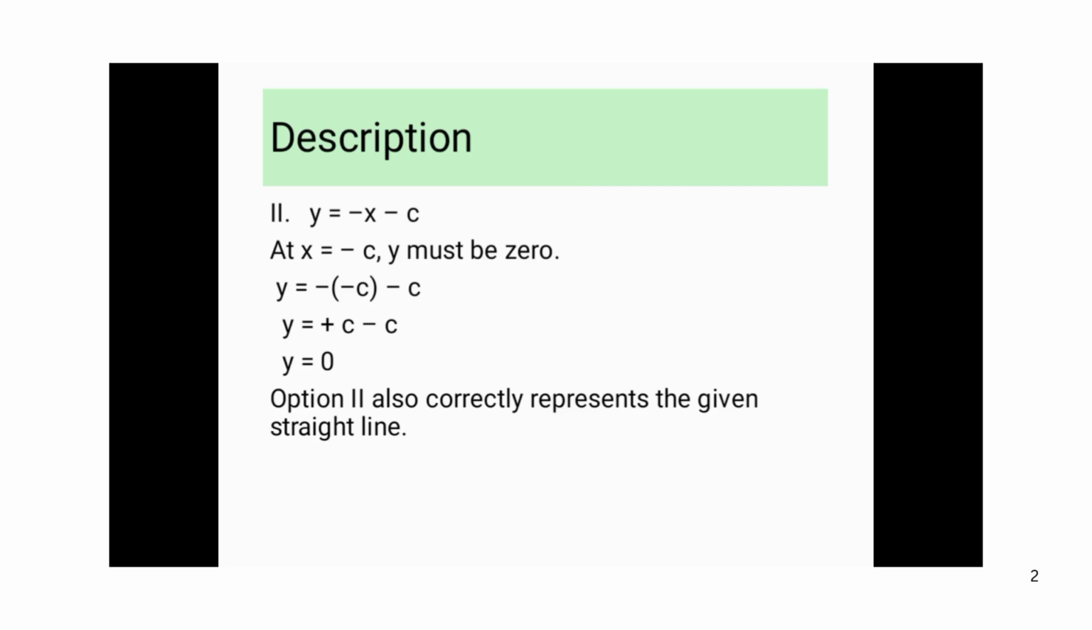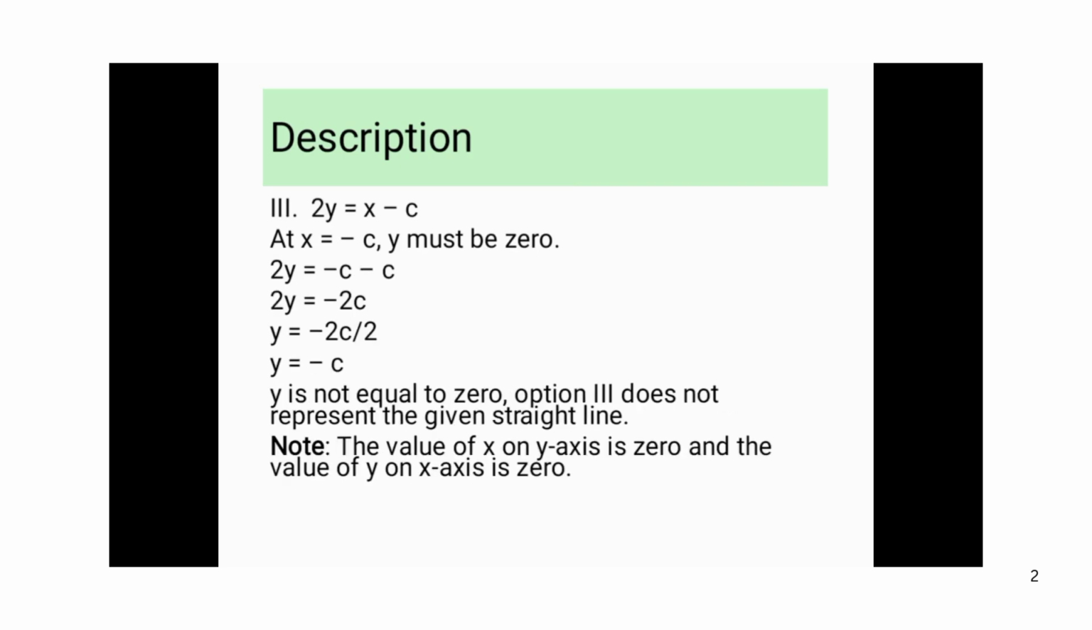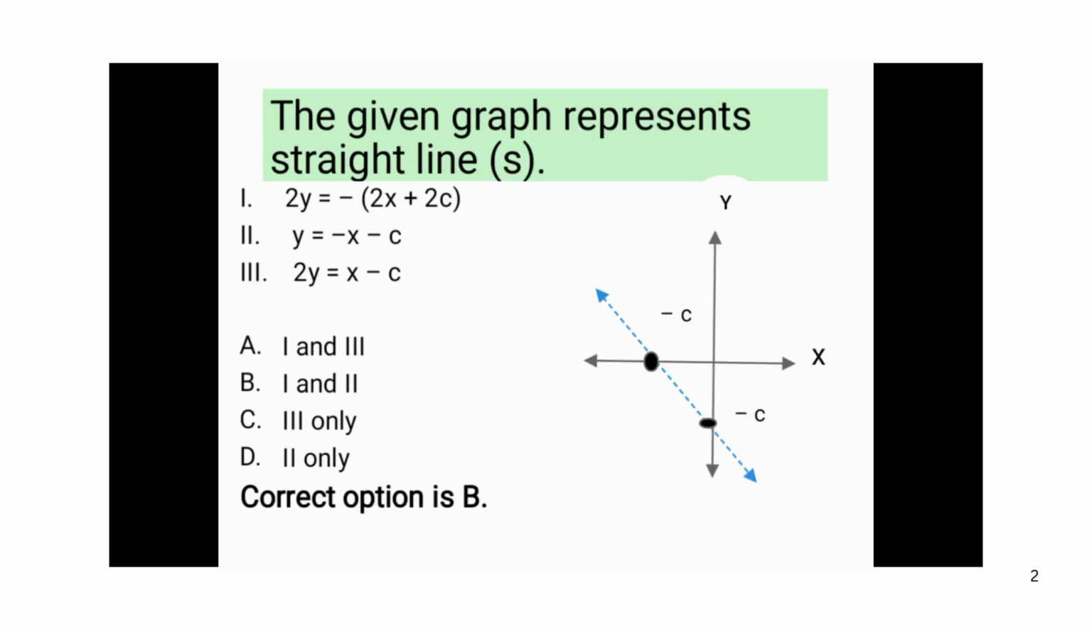3. 2y equals x minus c. At x equals minus c, y must be 0. 2y equals minus c minus c, 2y equals minus 2c, y equals minus c. y is not equal to 0. Option 3 does not represent the given straight line.